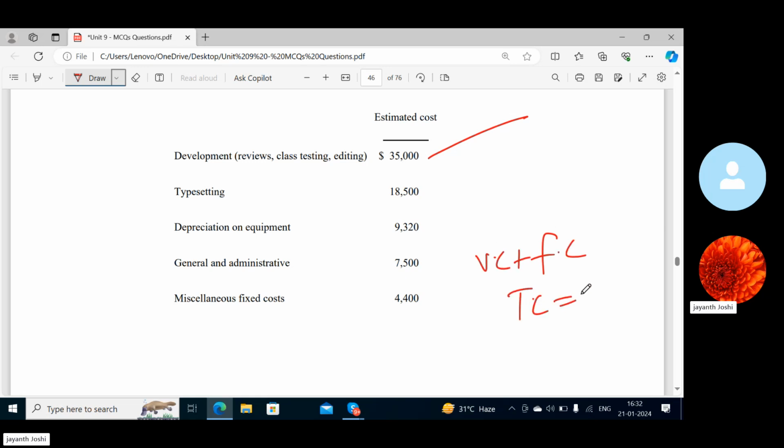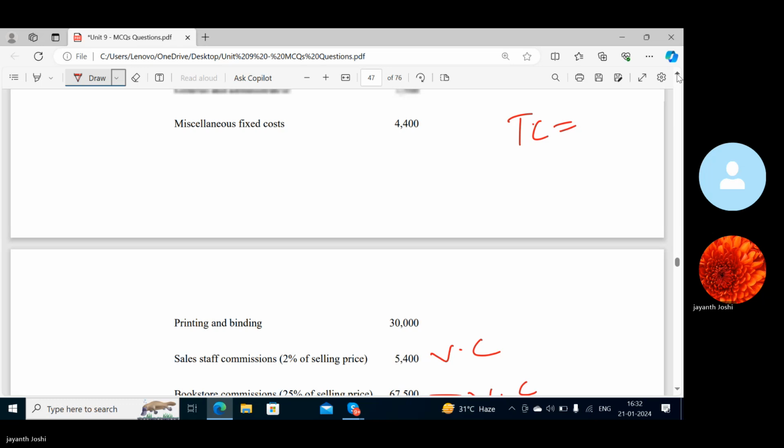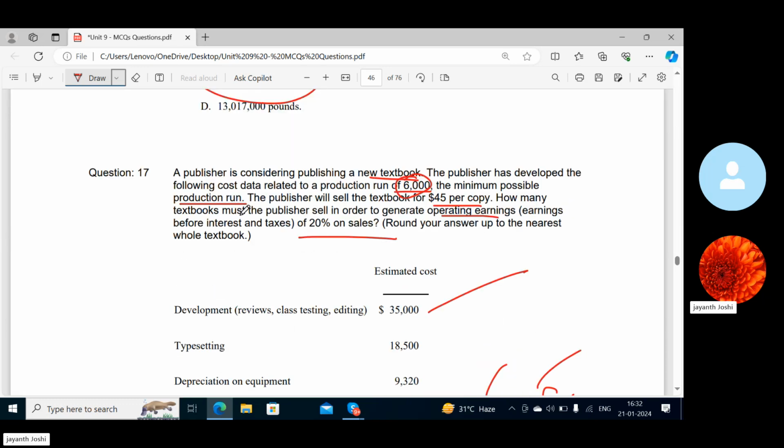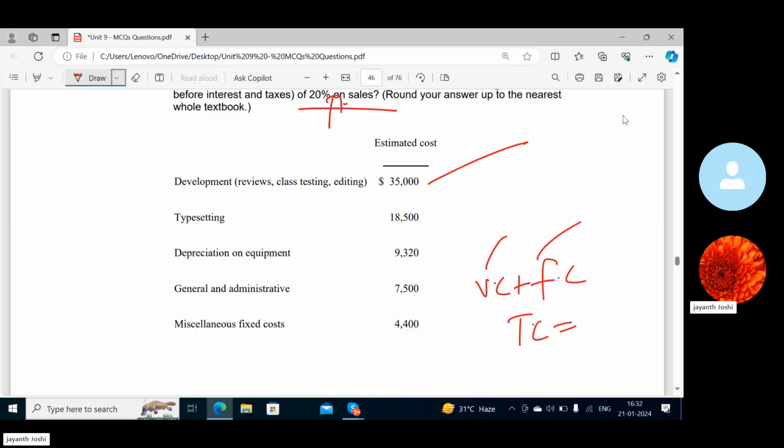I think the total cost is given to us. We will try to segregate this and this. We'll try to find out the variable cost per unit. Why? Because what does the question say? Number of copies, right? They are asking how many textbooks must the publisher sell in order to generate operating earnings of 20% on sales. So first find out the variable cost, and fixed cost we can add up. Can you scroll it down, sir?